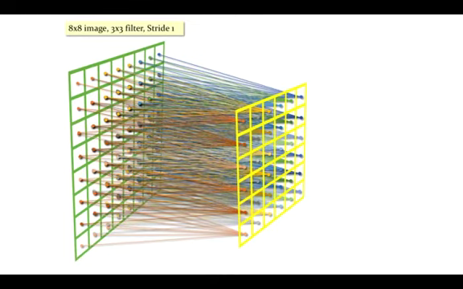Example: I have an input volume of 32 by 32 by 3 and 10 5 by 5 filters with stride 1, pad 2. What will be the output volume size?